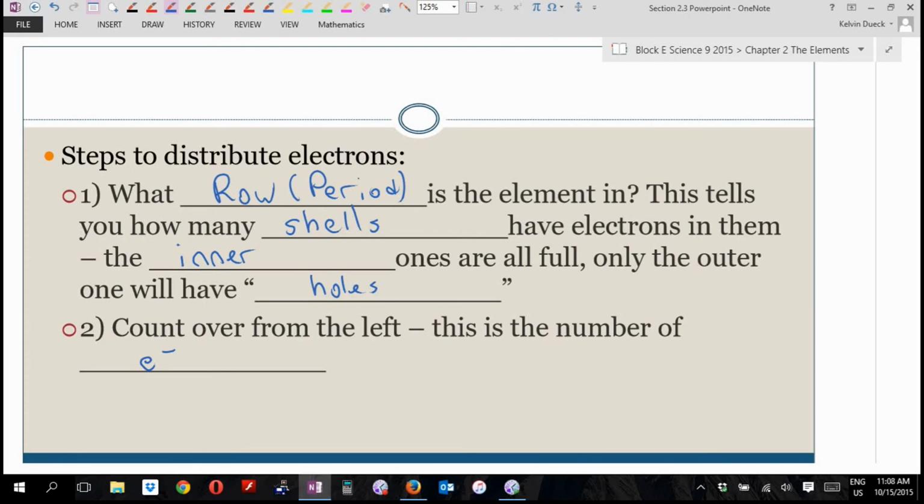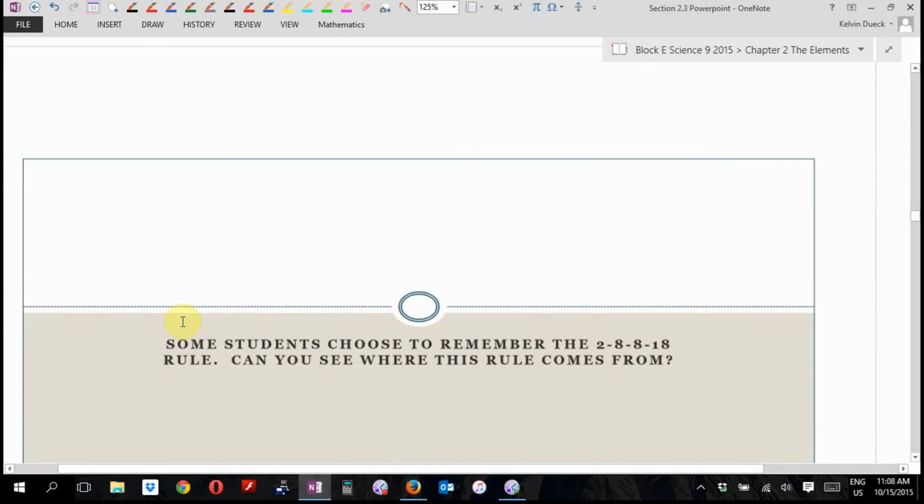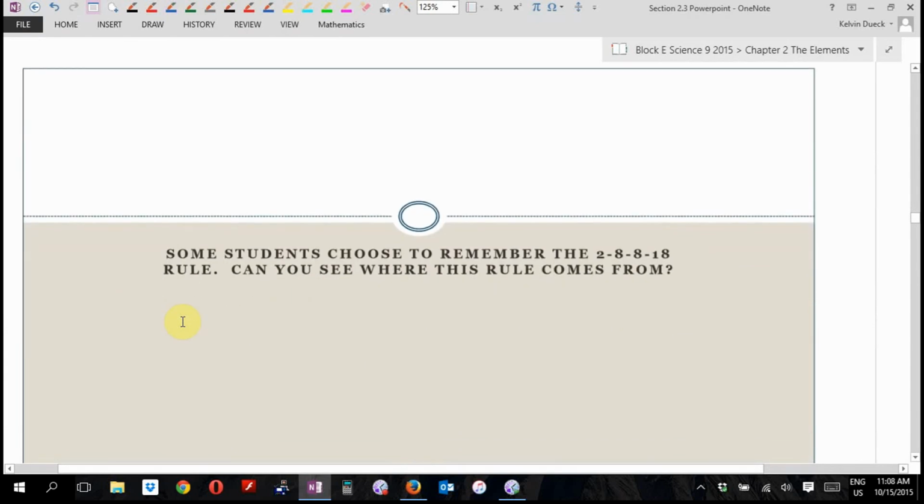We'll practice this. I wrote here, some students choose to remember the 2, 8, 8, 18 rule. Can you see on your periodic table where that comes from? 2, 8, 8, 18. I don't know if the 18 is so crucial. I do have the 2, 8, 8 memorized because it's just less work than looking it up all the time, and those are fairly easy numbers to remember.